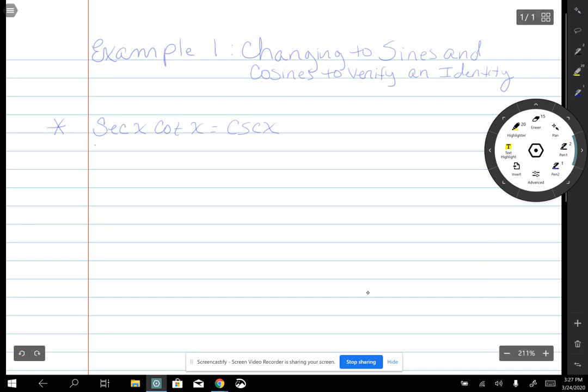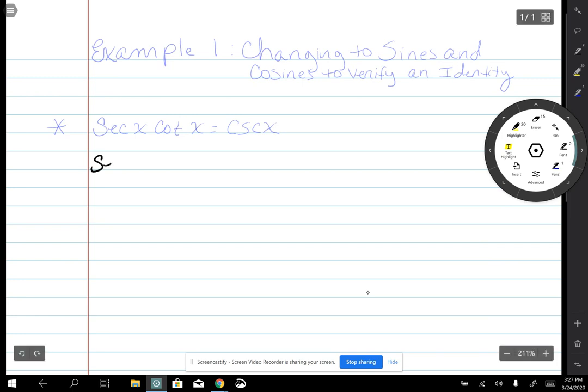But now, can I turn this secant x cotangent x into a cosecant of x? The answer is probably so. However, how do I do that? Well, if you look at the title, it says changing to sines and cosines to verify. So let's see if we can do that.